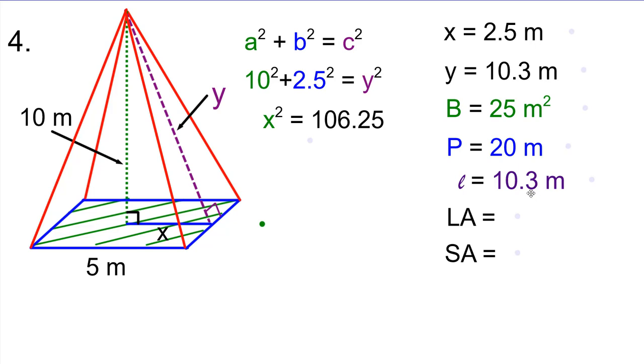Then to find the lateral area, we multiply the perimeter times the slant height. So 20 times 10.3, but then we divide it by 2. Which is actually kind of nice because we can go ahead and divide the 20 by 2, which is 10, and then 10 times this is just going to move the decimal over once, right? So it should be 103 meters squared, and it is. Then to find the surface area, all you have to do is add the one base, which was 25. So 25 plus that is going to be 128 meters squared.